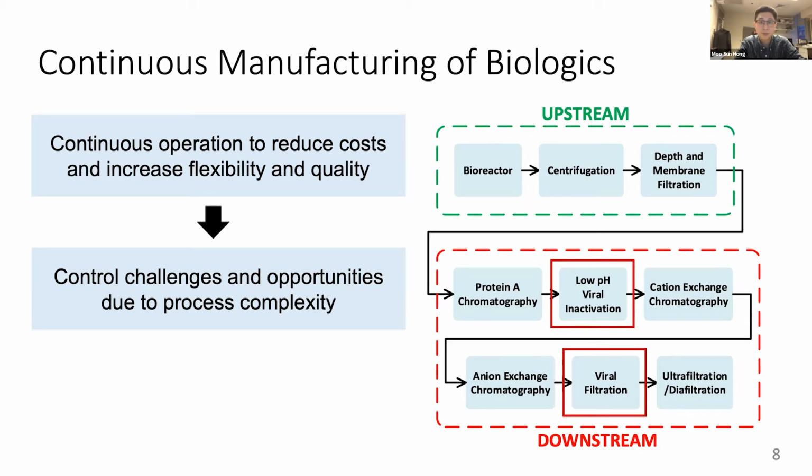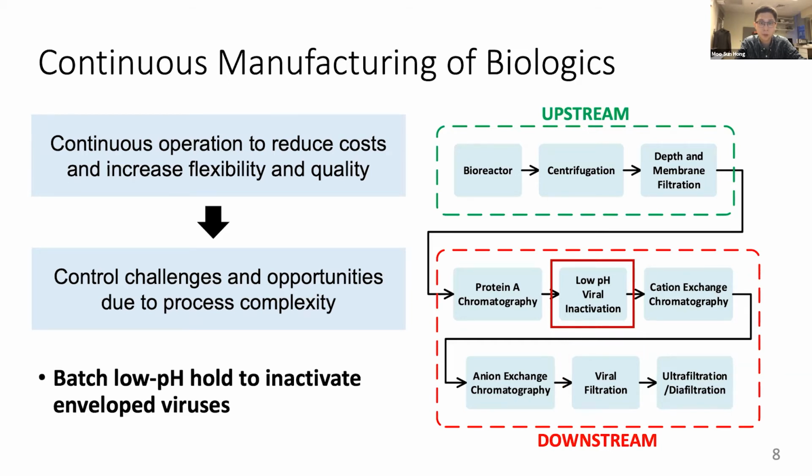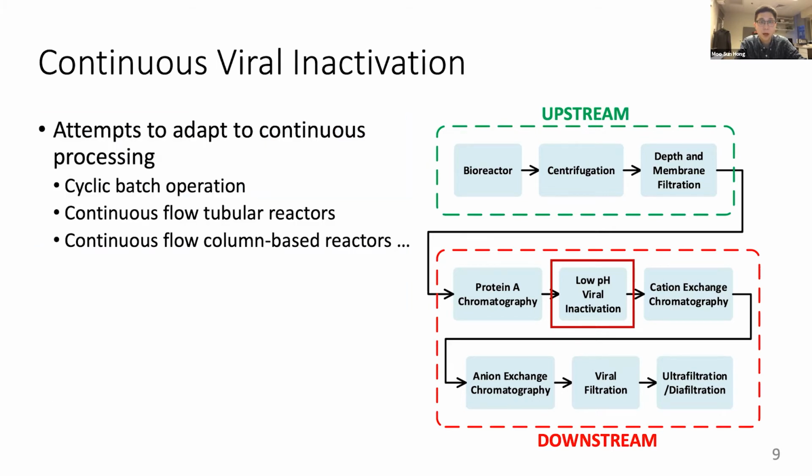As you can see from this typical process flow diagram, biologics derived from mammalian sources have to undergo two orthogonal virus removal processes. This is to remove the adventitious viruses that might be present in the master cell bank. One of the common processing steps is a batch low pH hold to inactivate the enveloped viruses. There have been several attempts to adapt this technology to continuous processing, which includes cyclic batch operation, continuous flow tubular reactors, and column-based reactors.